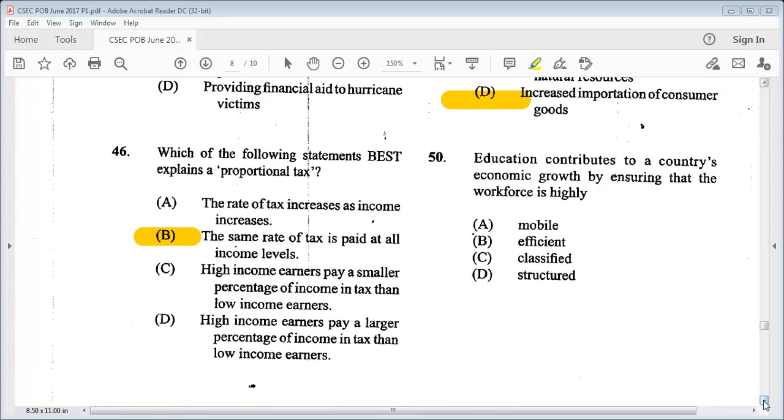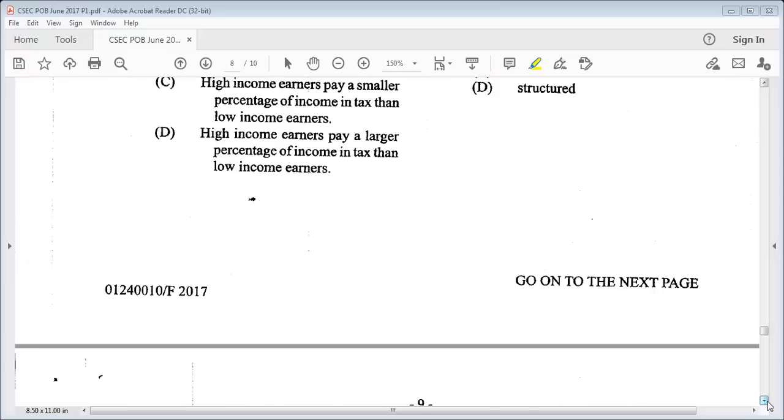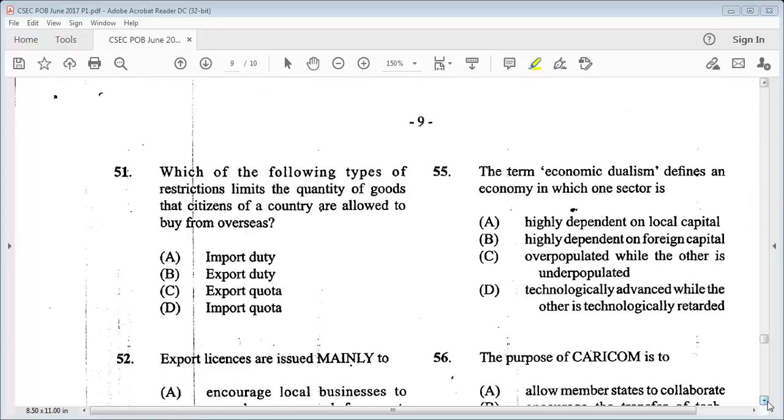Education contributes to a country's economic growth by ensuring that the workforce is highly B, efficient. Let's go to 51. 51 says, which of the following types of restrictions limits the quantity of goods that citizens of a country are allowed to buy from overseas? We know it is the import quota.